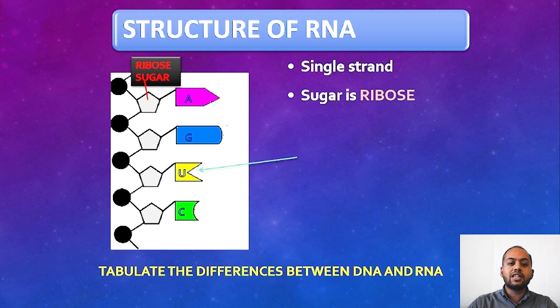If we look at the structure of our RNA molecule, it's generally going to be a single-stranded molecule, and that makes it different from a DNA molecule, because a DNA molecule was double-stranded. So an RNA molecule is single-stranded. It's also got ribose sugar, which is another difference compared to DNA, because DNA had deoxyribose sugar.